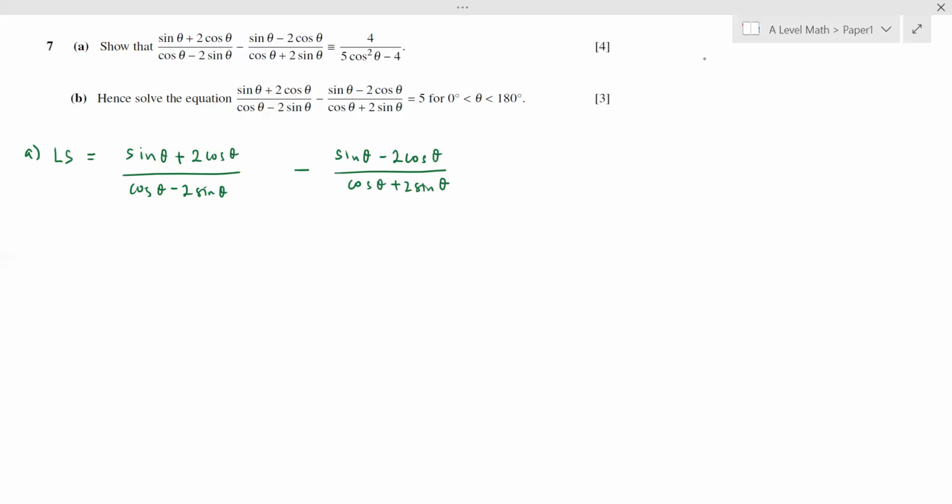The left side is more complicated, so we start from the left side and notice that the denominators are different. So first thing, we need to make a common denominator. We are going to multiply the left side throughout by the denominator of the right side. So in the numerator, we have sine theta plus 2 cos theta. And then we multiply by the denominator of the other term. So we multiply by cos theta plus 2 sine theta. We do the same for the denominator.